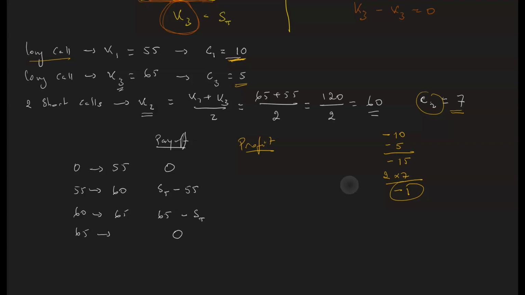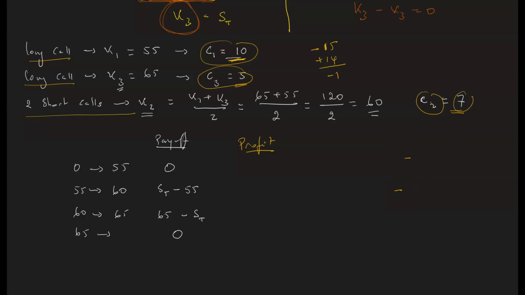Long call means you're paying $10 for the call. Long call means you're paying $5 for the call, so that's going to be minus 15, that's out. And then 2 short calls means you sold 2 calls at $7 each, so that's going to be plus 14, that is minus 1. And so our profit is going to be our payoff minus 1 essentially.